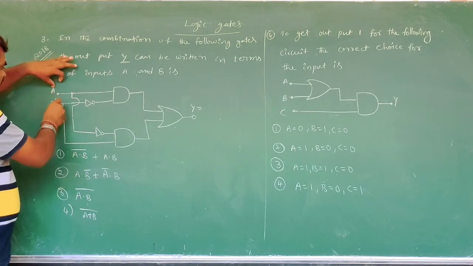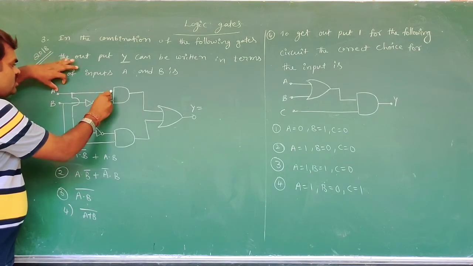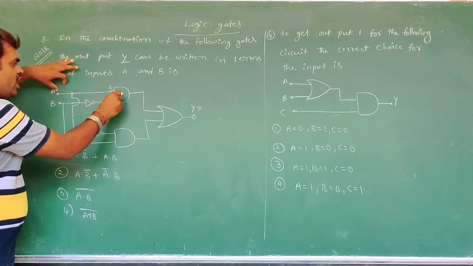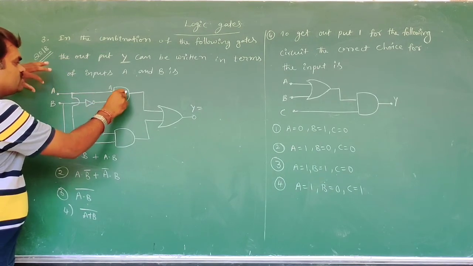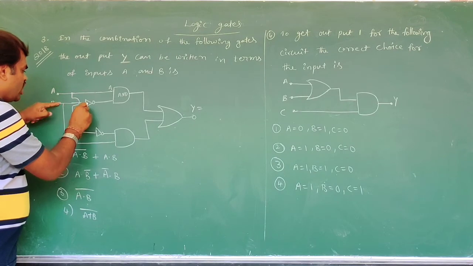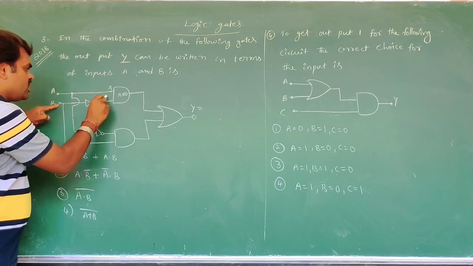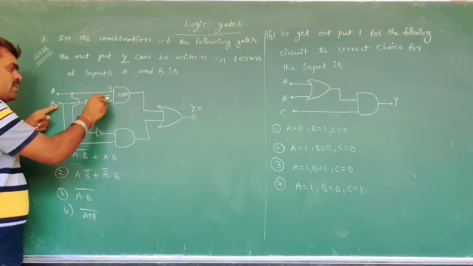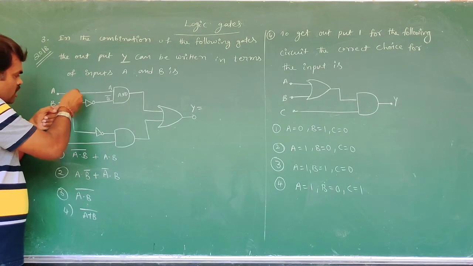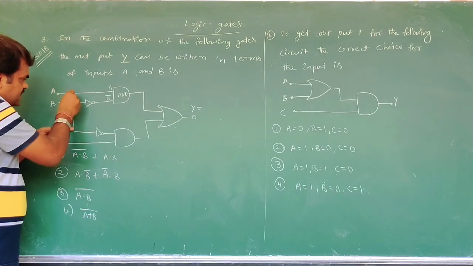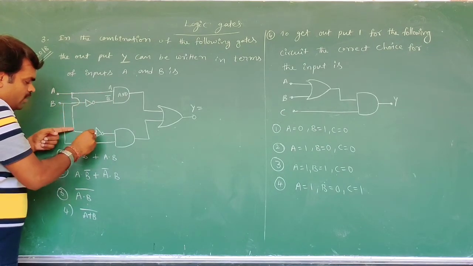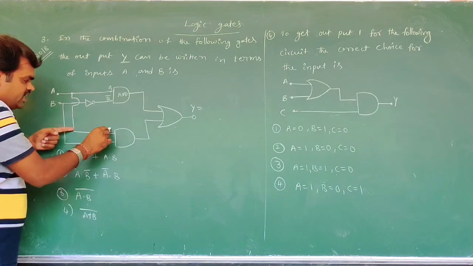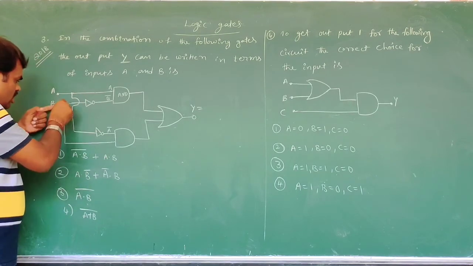Now first A and B. Here A is the input of an AND gate. This is represented as AND. Now there is a NOT gate, that's why it is B bar, because of the complementary gate. Similarly here A is connected to this input and the complementary gate will be there. This is A bar. Now here B.